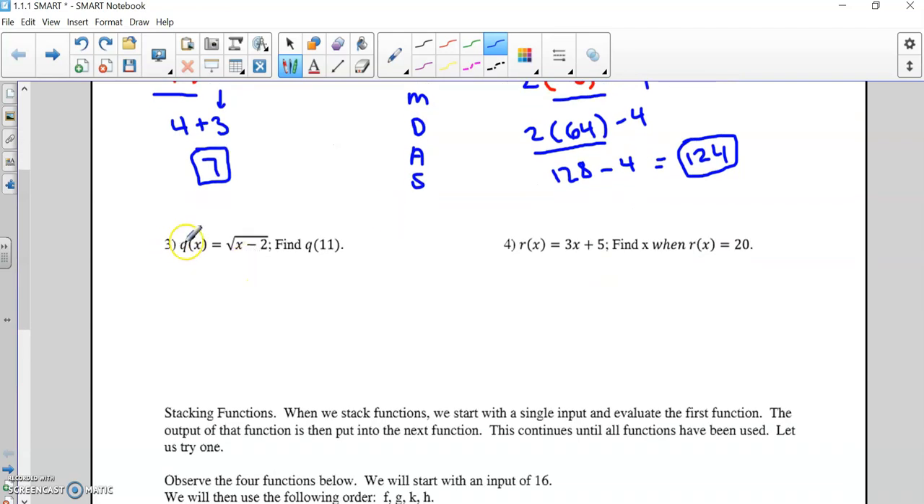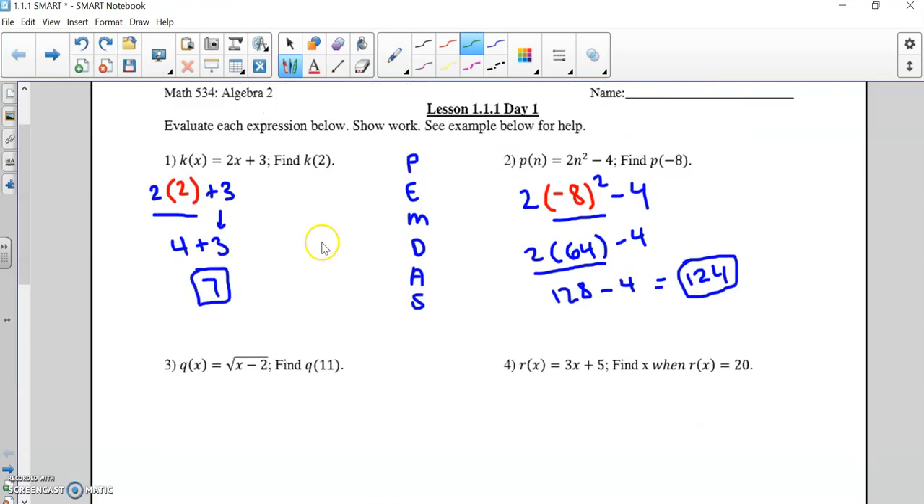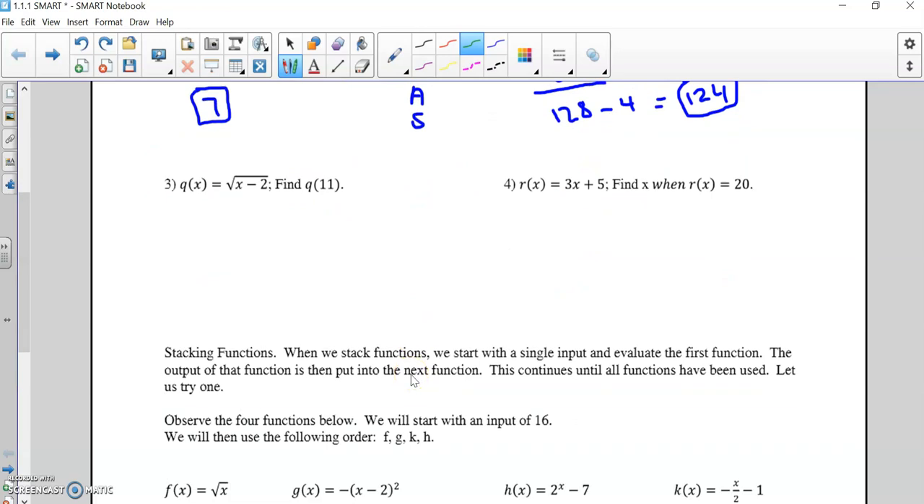Alright, I'm going to leave number 3 for you guys to do, but I am going to do number 4 because it's a little bit different from what the first 3 are doing. So notice that this time the question is a little bit different. In these, I replaced x in the parentheses with a new number, and we had to plug that number in. However, this time they're saying find x when r of x equals 20. Well, we know right now that r of x equals 3x plus 5. So what this is telling us to do is take what we know as r of x, which is this, and set that equal to 20.